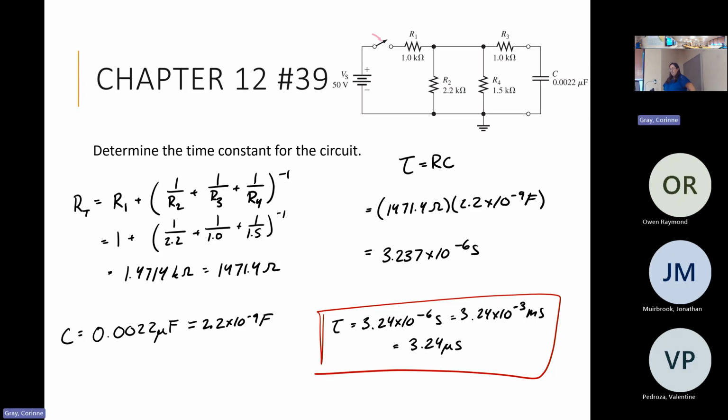Any questions about number 39 here? Any questions about capacitors in DC circuits?